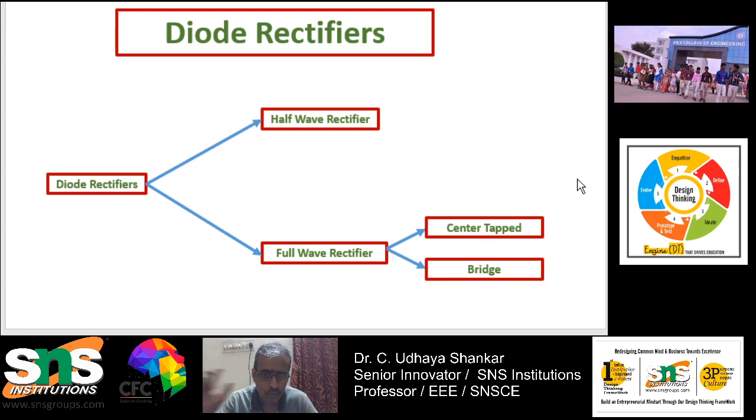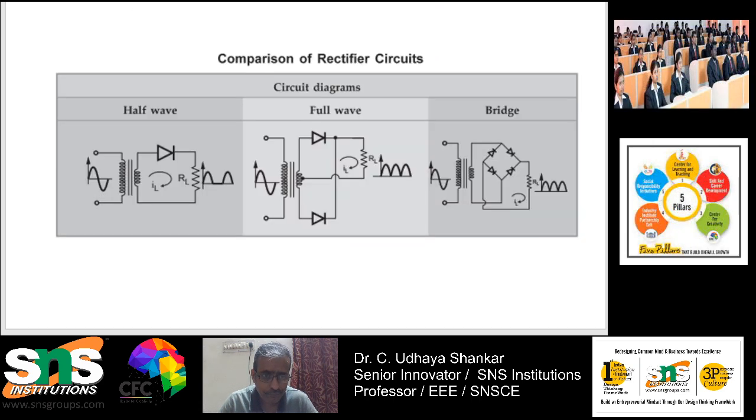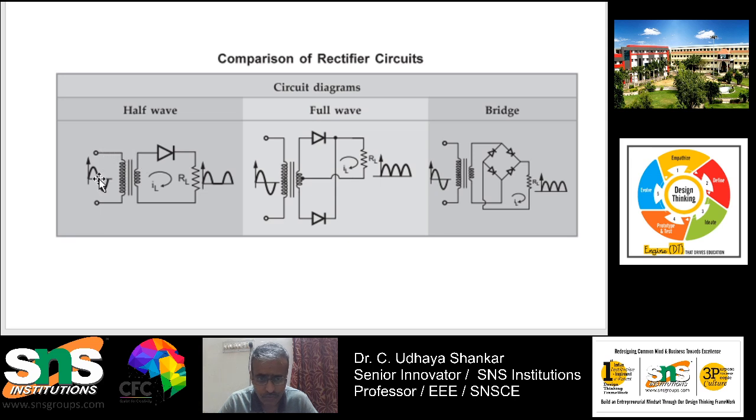Now we will be discussing how it works. Let us go into the comparison of rectifier circuits. As we have discussed, the first one is the half wave rectifier, then the full wave rectifier. This is the circuit diagram. Initially you will have a transformer, which can be a step down or step up transformer, but more normally it will be a step down transformer for low power applications. So, step down, and then we will have only one diode.